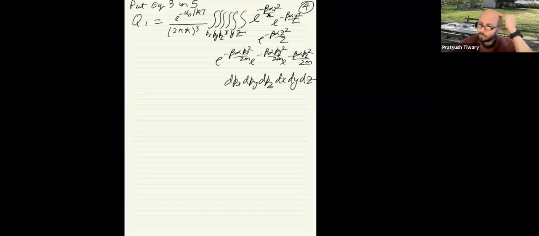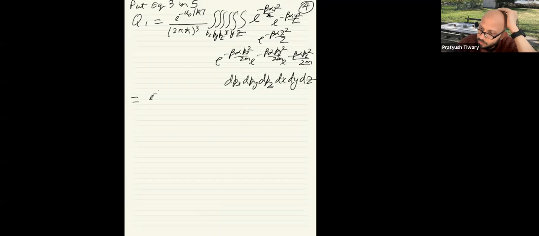What can I do next? Well, I can realize that this is actually a product of one-dimensional integrals. It's not really a 6-dimensional integral. The beauty of the exponential in classical mechanics is that everything is a product of each other. You can just remove it. So what does this come out to be?